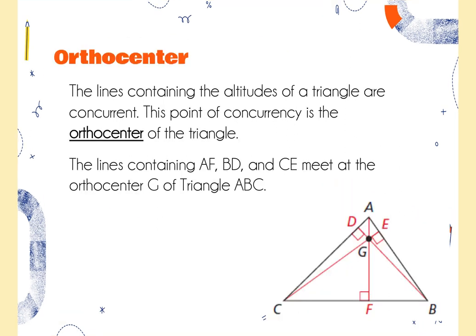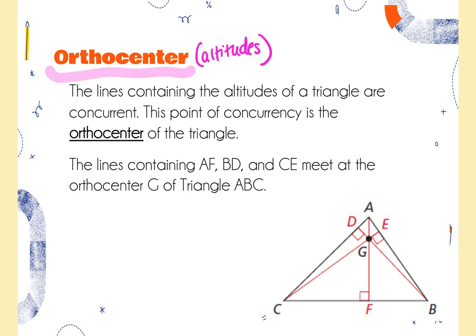This point is called the orthocenter. So circumcenters, perpendicular bisectors. Incenters is angle bisectors. Centroid is medians. Orthocenters are altitudes. The lines containing the altitudes are concurrent. The point of concurrency is the orthocenter.